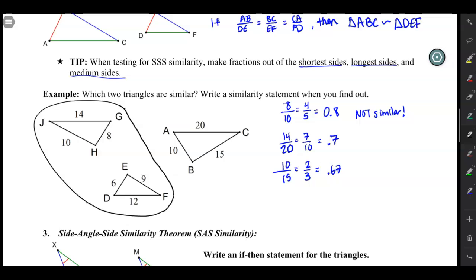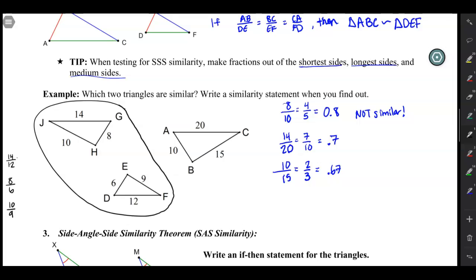So first I'm going to look at the fraction of the longest side lengths. So I'll do the triangle on top over the triangle on the bottom. Then I'm going to look at the shortest side lengths, so 8 over 6. And then the medium side length, so 10 over 9. And I'm going to use the technique of changing these all into decimals.